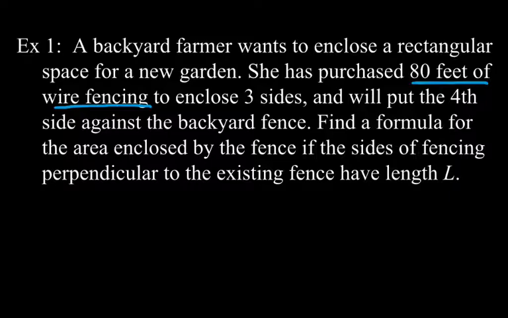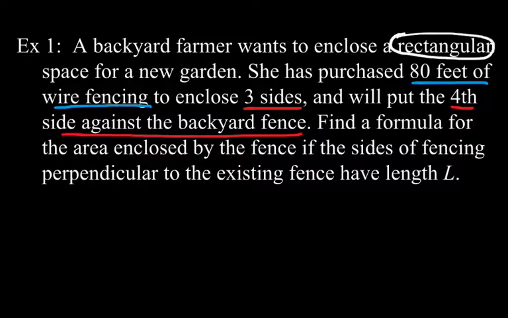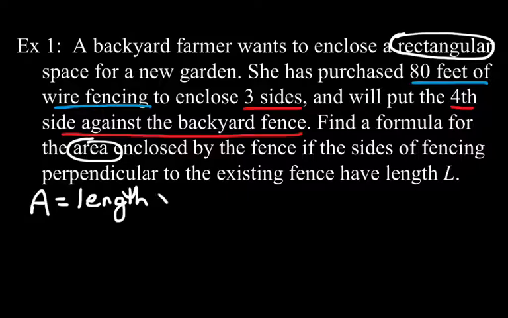She's going to enclose 3 sides of the garden. The 4th side is going to be a fence that's already there. Find a formula for the area enclosed by the fence. So a couple things we want to remember. This is going to be a rectangle. So the area of a rectangle is area equals, and there are different ways to say this, but I'm just going to say length times width. Sometimes it's base times height. I'm just going to go length times width.